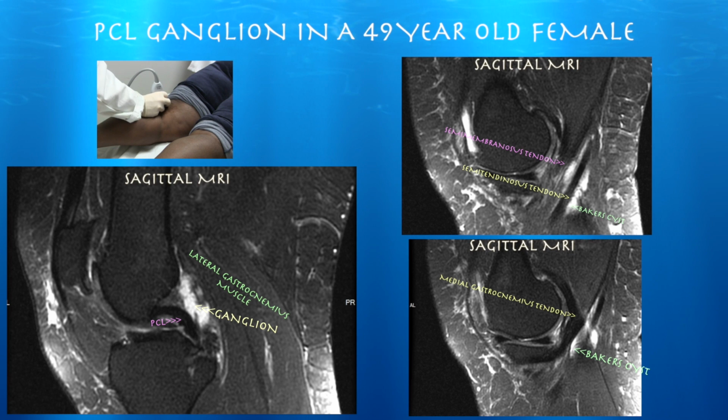Now, this structure does not go between the tendons of the medial gastrocnemius muscle and the tendon of the semimembranosus muscle, so it does not qualify as a Baker cyst.